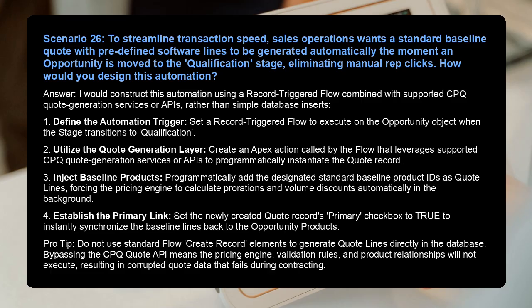Pro tip: do not use standard flow create record elements to generate quote lines directly in the database. Bypassing the CPQ quote API means the pricing engine, validation rules, and product relationships will not execute, resulting in corrupted quote data that fails during contracting.